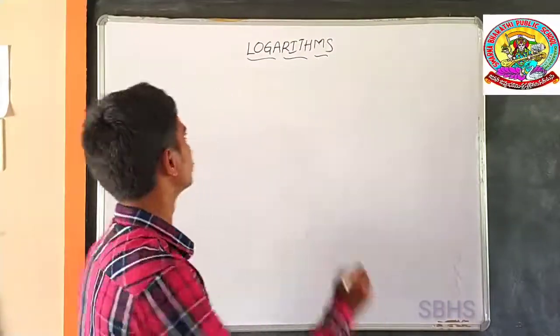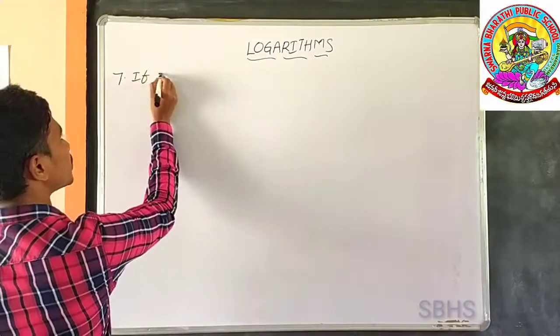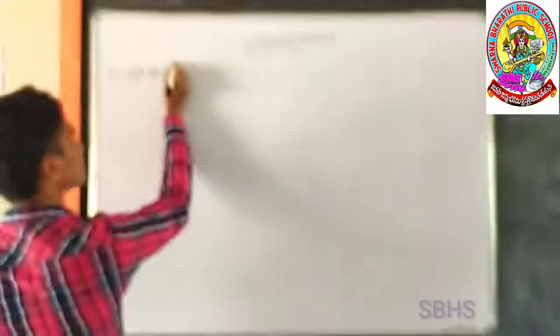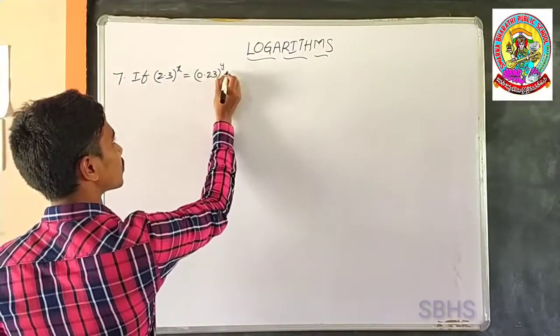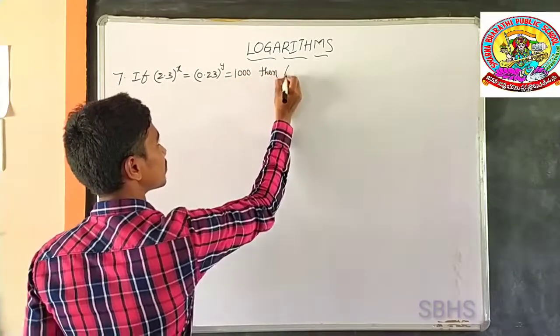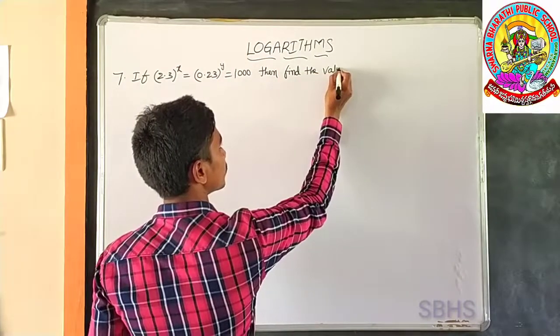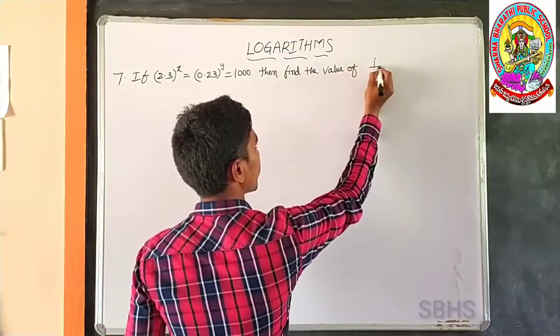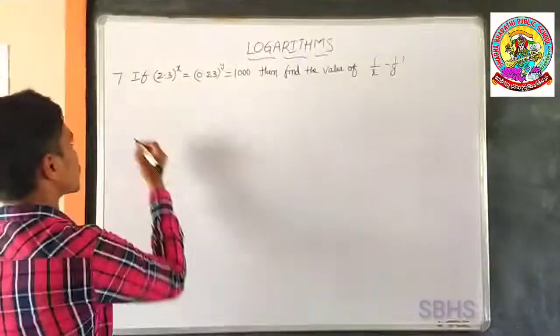Seventh sum. If 2.3 to the power of x is equal to 0.23 to the power of y is equal to 1000, then find the value of 1 by x minus 1 by y. This is the given sum.